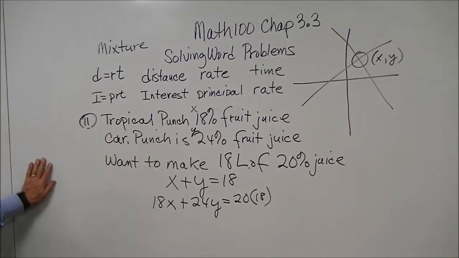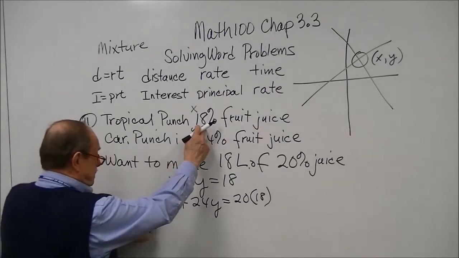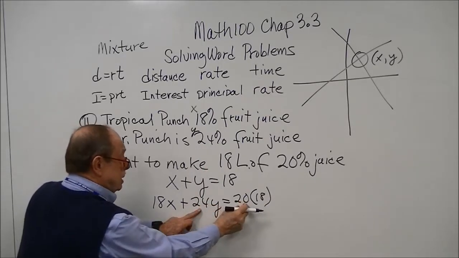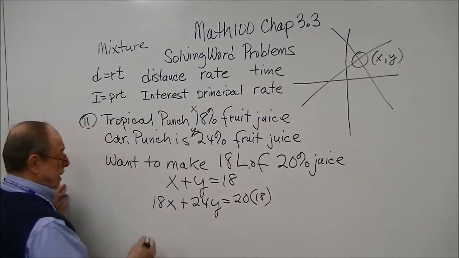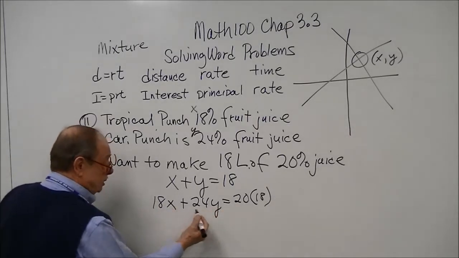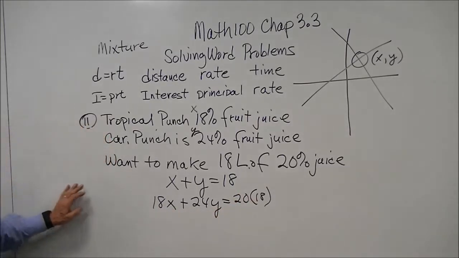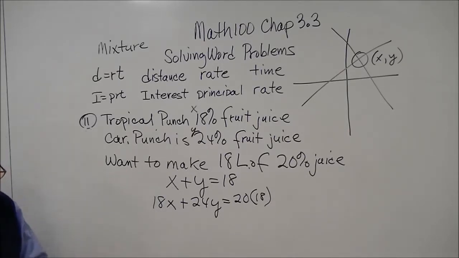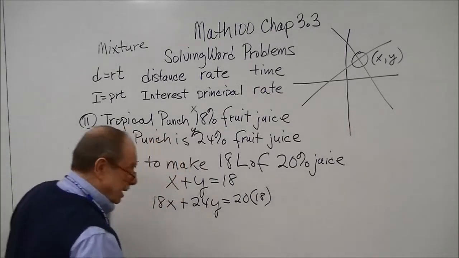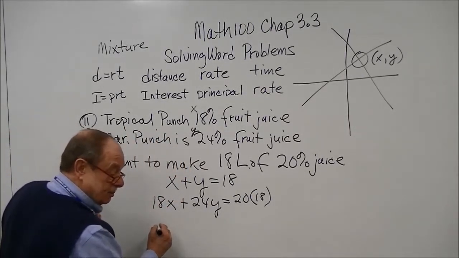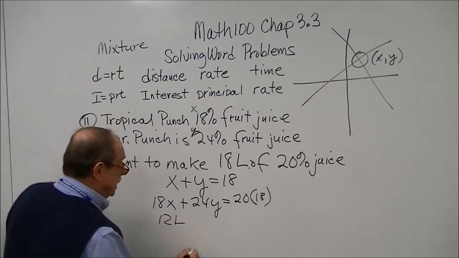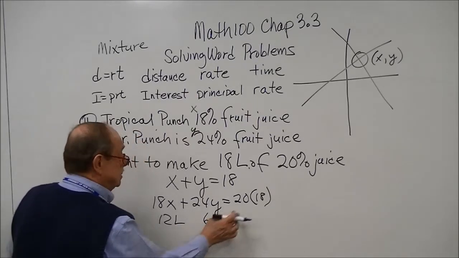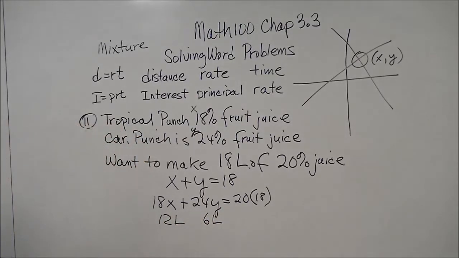And there it is. So again, 18% of the x, 24% of the y is 20% of 18. Now had I put decimals here, I would just multiply through to end up with that. And here you're going to use, I think, substitution. And let me give you the answers. For this, it's going to be 12 liters. And for this one, 6 liters. And that adds up to 18, and that mixture is 20%.